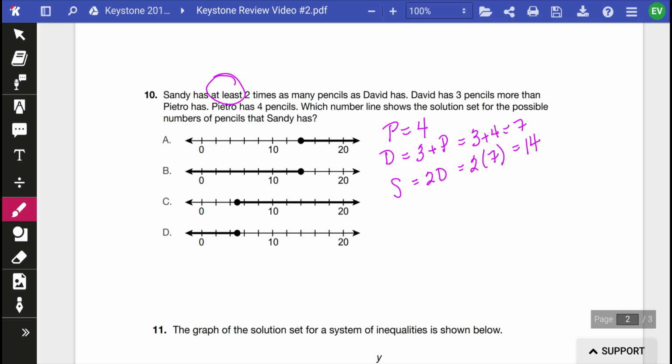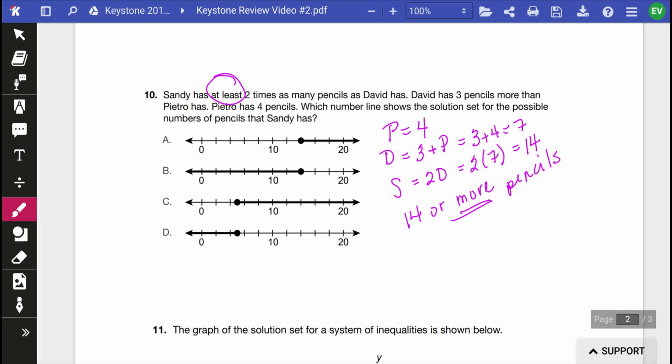Now it says Sandy has at least 2 times as many. That does not mean less than. So at least does not mean less than. So that means that Sandy has 14 or more pencils.